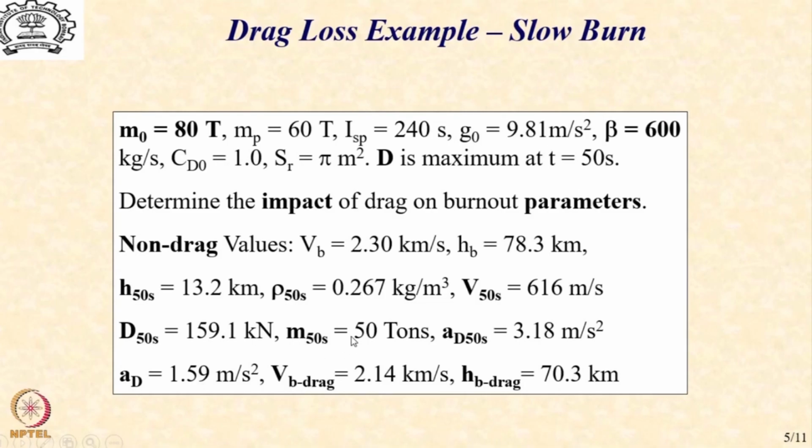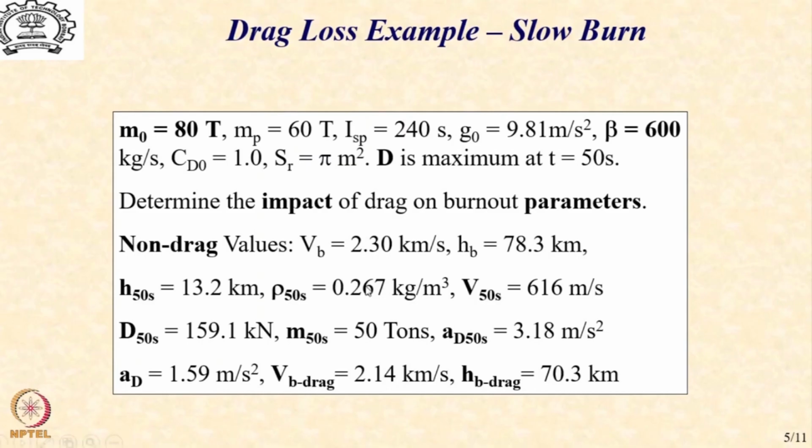Further, because we have proceeded up to 50% of the total burn time, we have consumed half the propellant, which means about 30 tons of propellant has been consumed. So the effective mass at this point is only 50 tons. Based on these two quantities, we now simply calculate the peak value of the drag curve as 3.18 meters per second square, and compare this number with the gravitational acceleration, which is about 9.81. It is 1/3 of that.